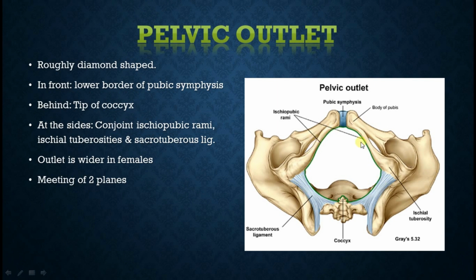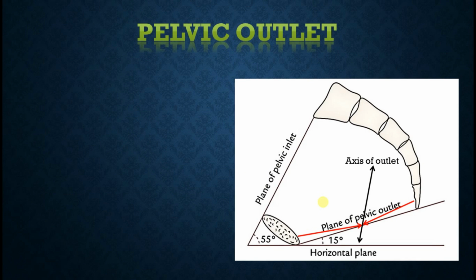And if you look at the outlet, it is a meeting point of two planes. So here you can see it is the meeting point of two planes. The anterior part of the outlet slopes downwards and backwards. The posterior part of the outlet slopes downwards and forwards. So if you draw a line at the meeting point, it meets the horizontal plane at an angle of 15 degrees. But for all practical purposes, we cannot have two planes.